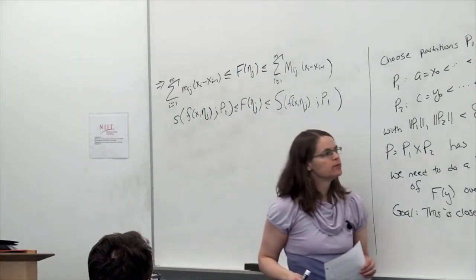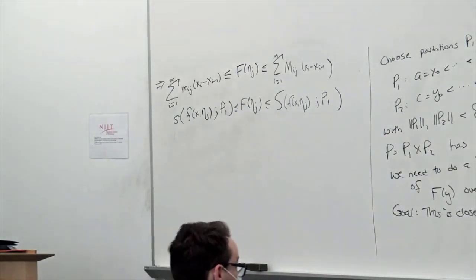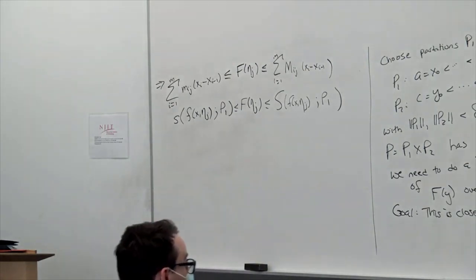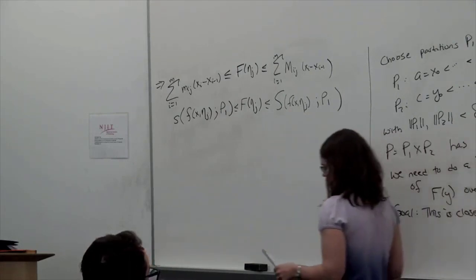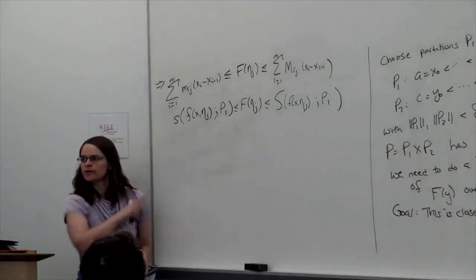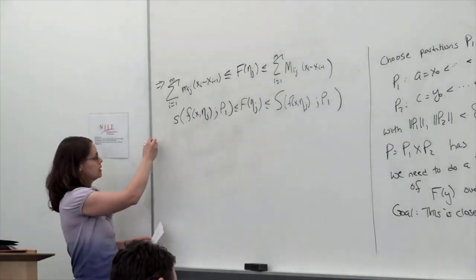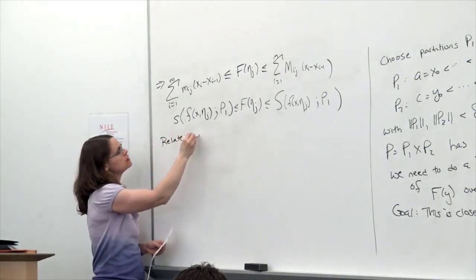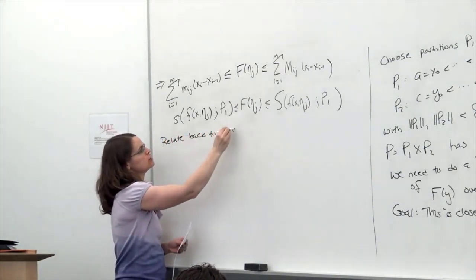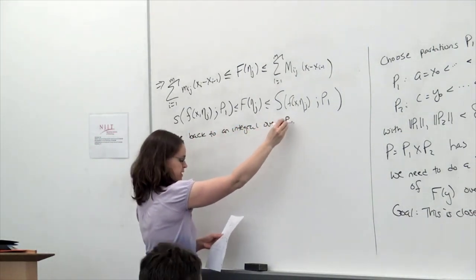Okay, so now we've got to build this up in a way that we somehow get back to Riemann sums or upper and lower sums of our original two-dimensional integral. So these are upper and lower sums of our capital F, but let's try to relate back to an integral over our original rectangle.